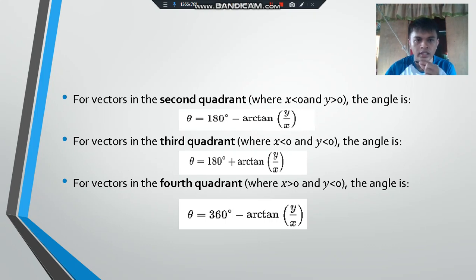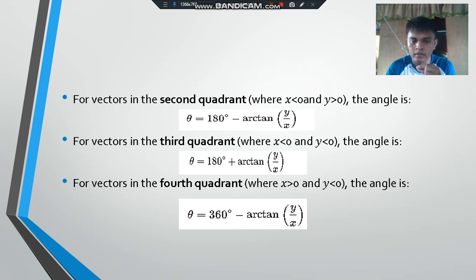For vectors in the second quadrant, where x is less than 0 and y is greater than 0, the angle is theta equals 180 degrees minus arctan of y over x. For vectors in the third quadrant, where x is less than 0 and y is less than 0, the angle is theta equals 180 degrees plus arctan of y over x.